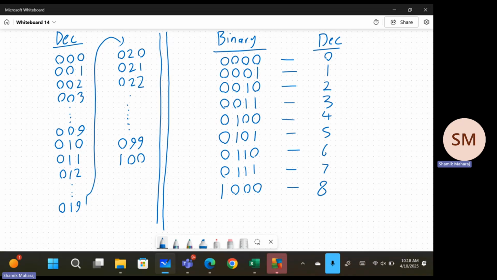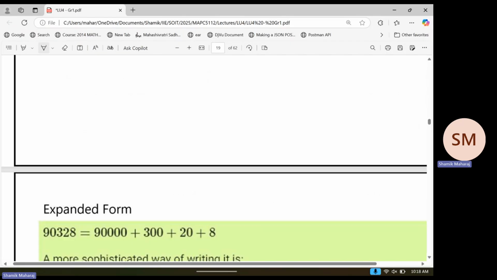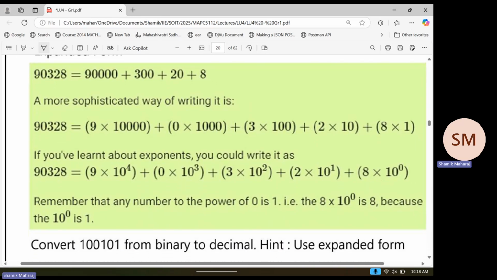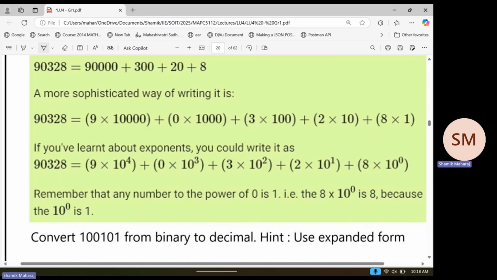Okay. Now let's try and do something a bit more formal. So unfortunately, we have to get back to this expanded form here. So I'm going back to the one in decimal first, the one we know. The point is that if you have a number like this, for example, 90328, we know how to write this in expanded form, right? We've seen this before, writing it as 90,000 plus 300 plus 20 plus 8, right?